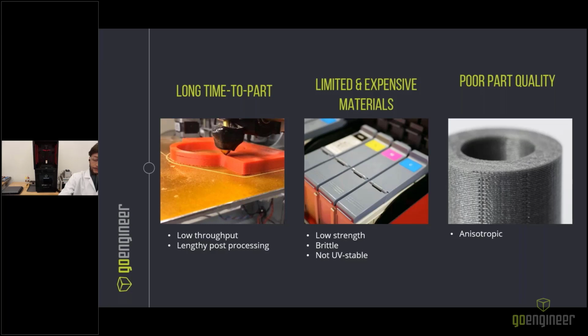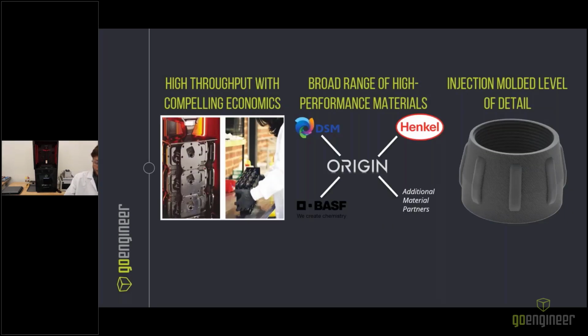FDM is anisotropic by nature, has a poor surface finish, and usually a very low accuracy, meaning you don't want to put these parts in the customer's hands. They'll probably stay within your own office or manufacturing floor. The Origin 1 provides an extremely high throughput with very compelling economics. Stacking the parts in Z allows for maximum build volume utilization. And you can print at speeds of up to 100 millimeters per hour, depending on your material.